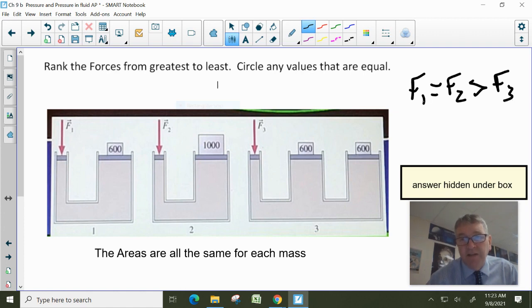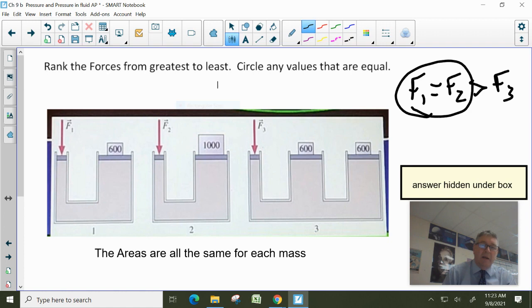What I normally do with kids is I say, circle things that are equal. Sometimes that equal sign is tough to read, so I prefer that you circle things that are equal. So again, stop the video, take a look at that. You may want to draw it in your notes, and then come up with an answer and talk to your friends, and we'll discuss it very briefly in class when we get back.